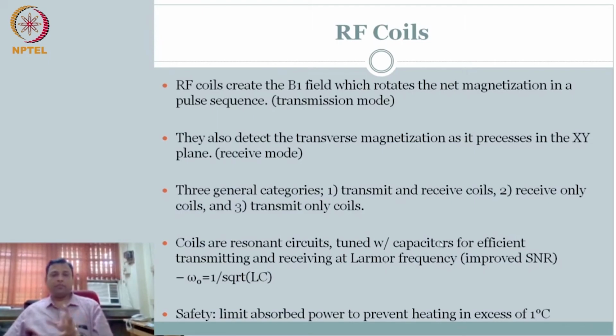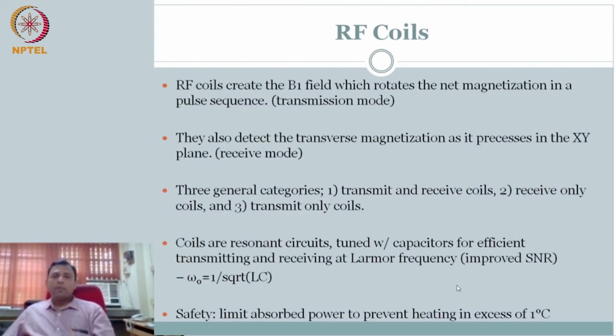Tuned with capacitors for efficient transmitting and receiving at a particular frequency that you want. So you're honing in on a particular frequency, the resonant frequency or Larmor frequency. The resonant coils are tuned to the Larmor frequency, so omega naught is 1 by square root of LC. Of course, with a coil you have to have some safety limit because heat could be generated, so it's usually done to keep the temperature rise less than a degree.